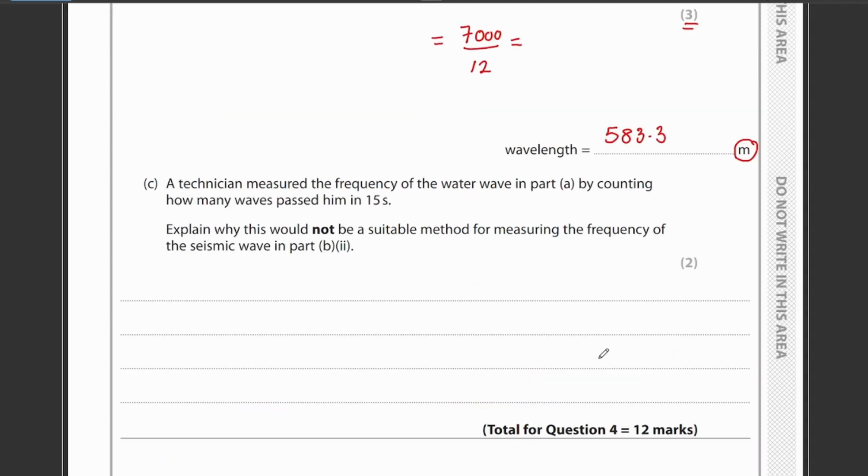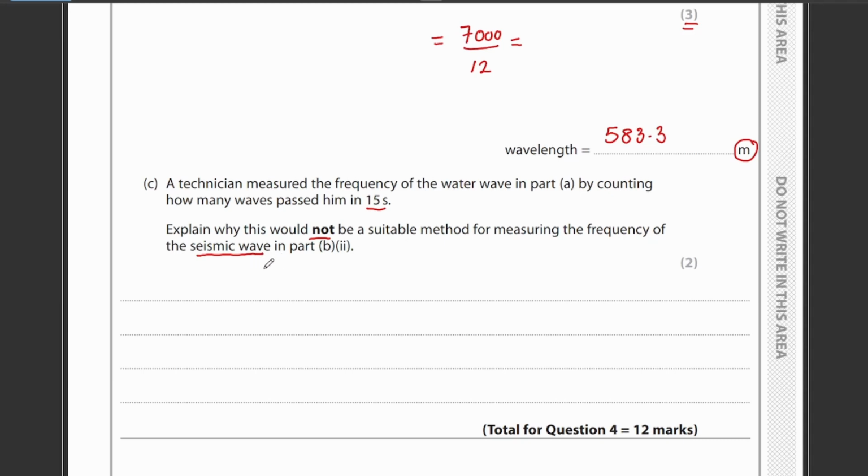Next question. A technician measured the frequency of the water wave in part A by counting how many waves passed him in 15 seconds. Explain why this would not be a suitable method for measuring the frequency of the seismic wave in part B. They're comparing to the experiment done with water waves. Remember that seismic waves are produced during an earthquake. You cannot see earthquakes. You can feel them, but you cannot see them. But water waves are much easier to see and count.